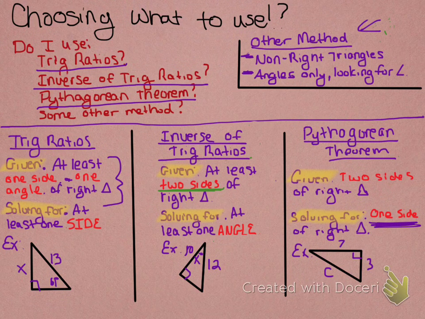So what I think you need to do right this second is get a piece of paper. I want you to copy down the givens and the solving fors and the example for each of these choices. So pause the video and copy these down now.